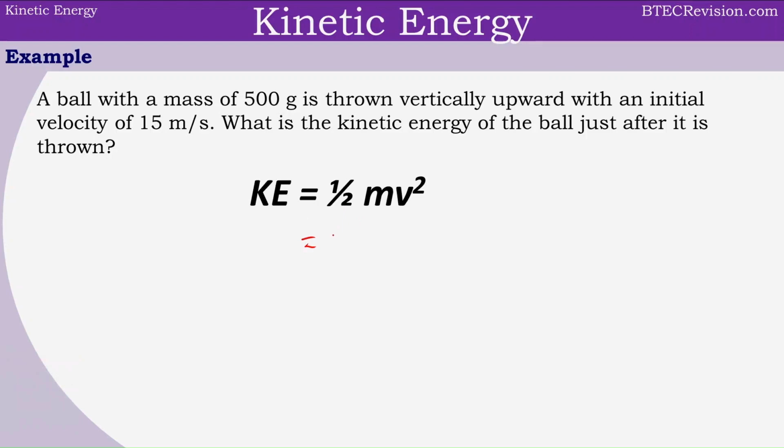So we can plug in our values. 1/2 times mass, which is 500 grams. So we will need to convert that to kilograms. So that would be divided by 1,000 for kilograms. So that's 0.500 kilograms. So that's times by 0.5 and multiply that with 15 squared. Which would give us a value of 56.25 joules.